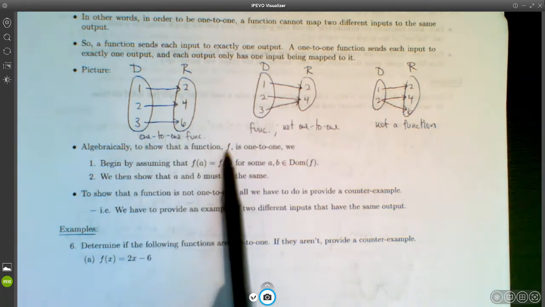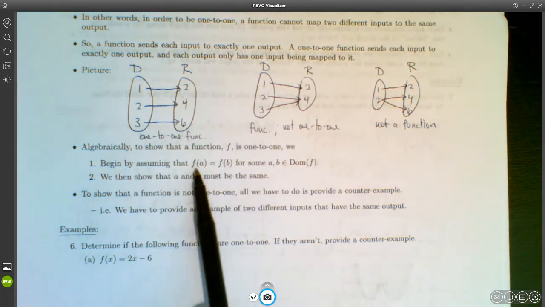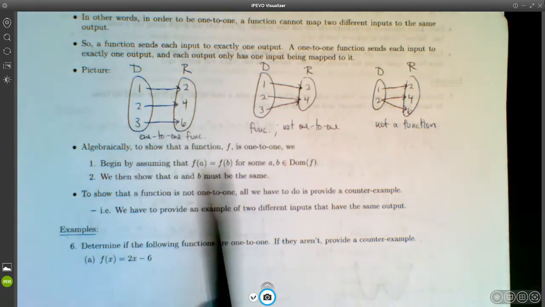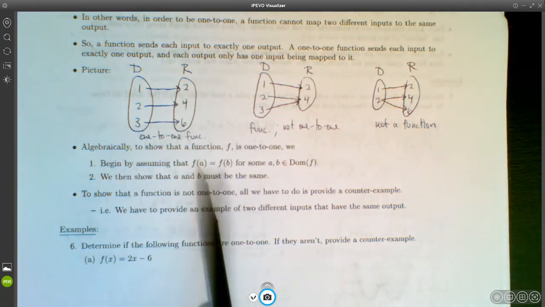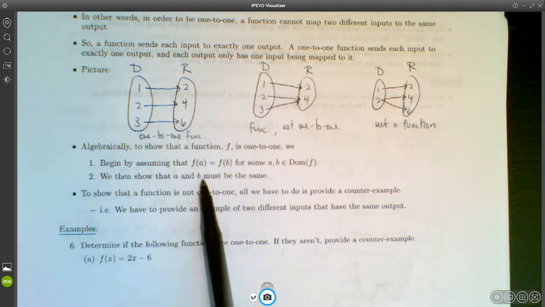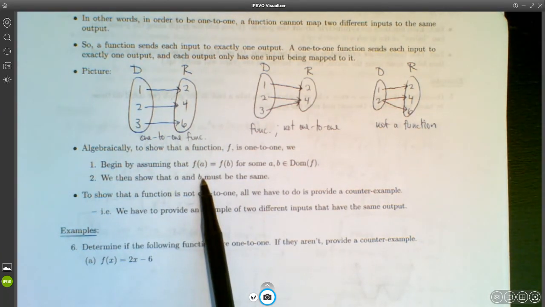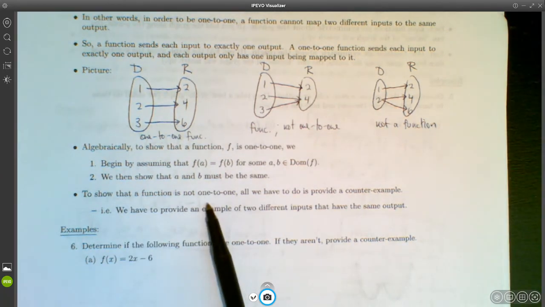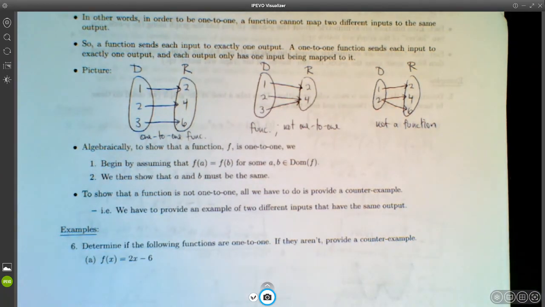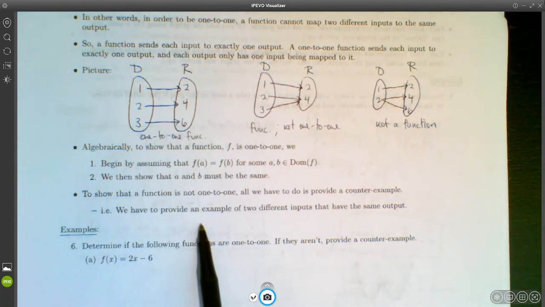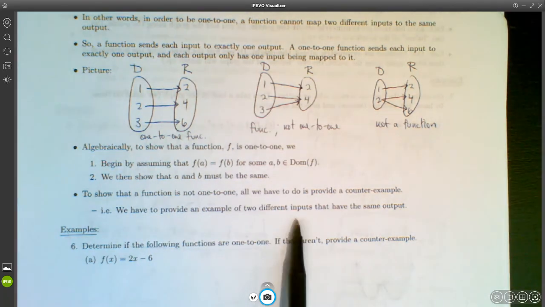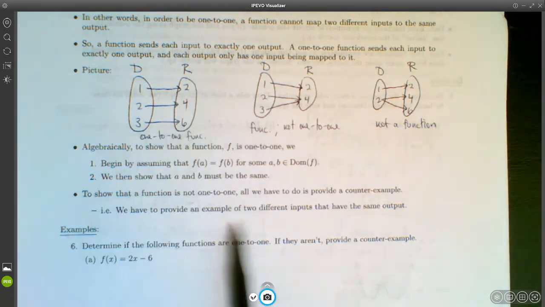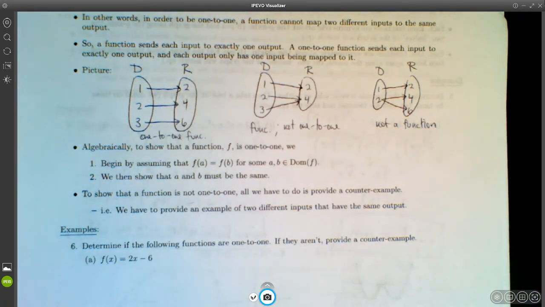Algebraically, to show that a function is one-to-one, we begin by assuming that we have two output values that are the same, and then we show that if that's the case, the input values must also be the same. Now, to show that a function is not one-to-one, the only thing we have to do is provide a counterexample. In other words, we just need to give one example where we have two different inputs that yield the same output. If you can give just one example of that, then you've shown that the function is not one-to-one.